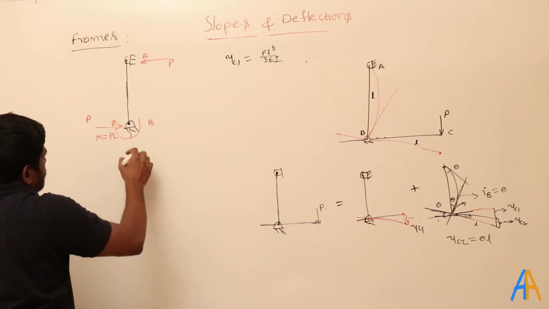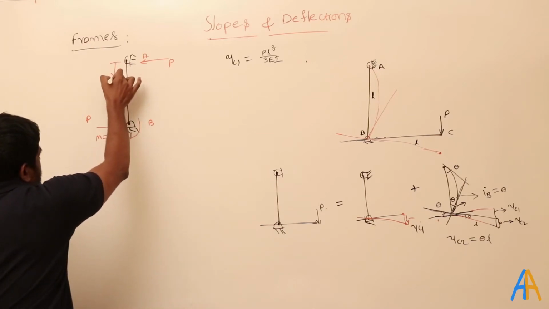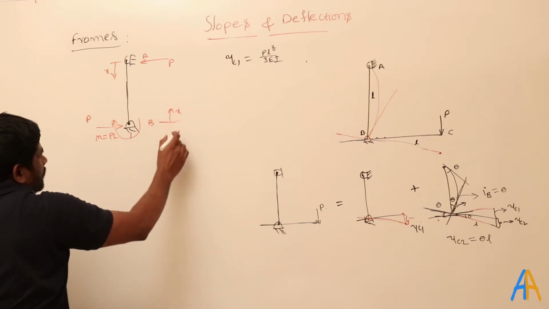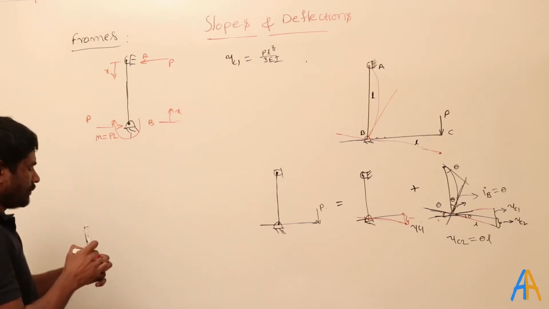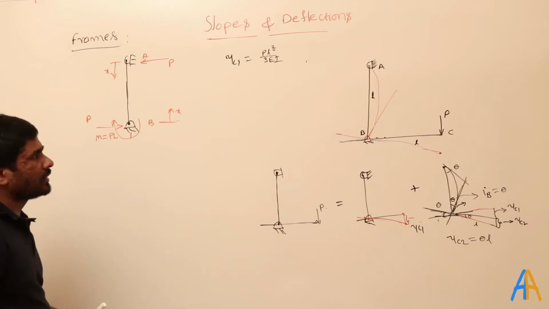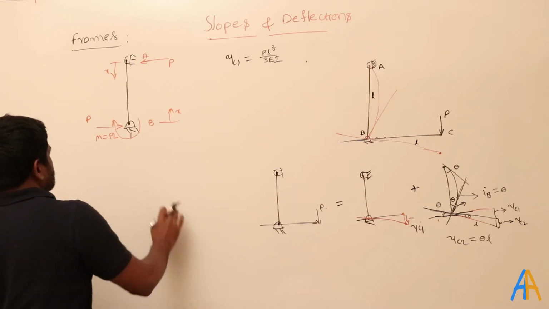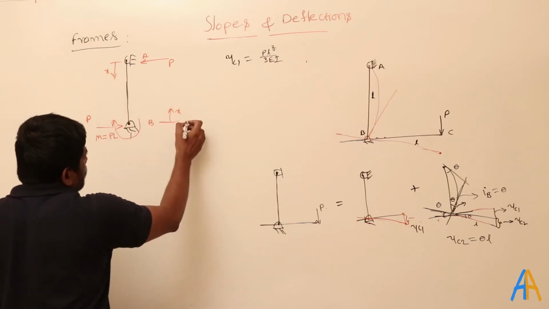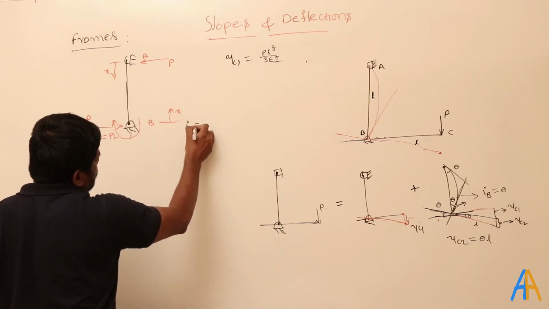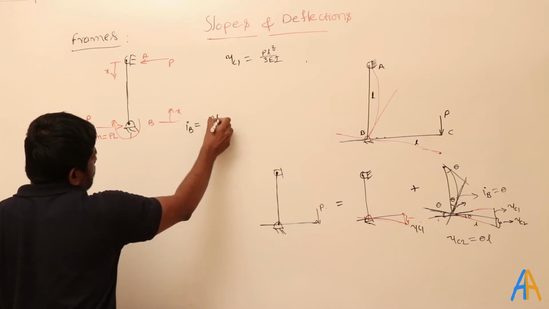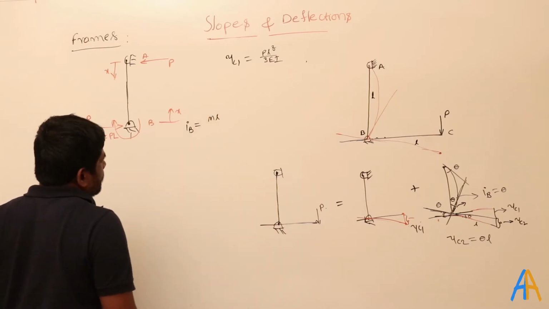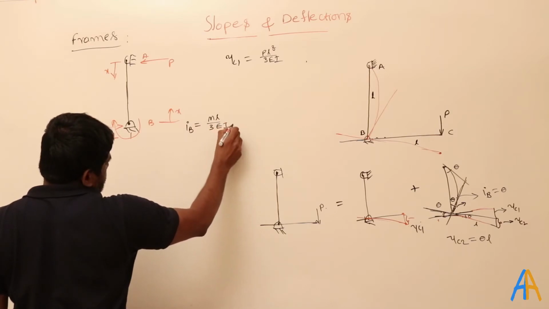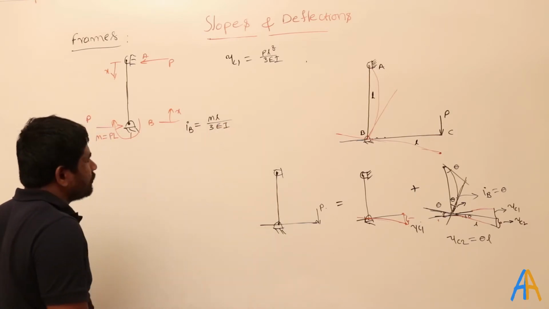Either from this side you can consider X, or from this side you can consider X, and you can find out the deflection here. We have solved this problem already to find out the deflection at any point, and the slope at B. Slope at B in this case is ML divided by 3EI. This is the slope we found.